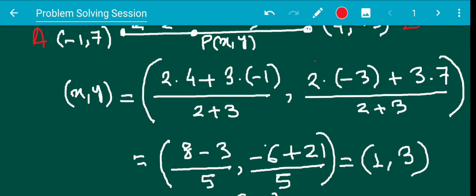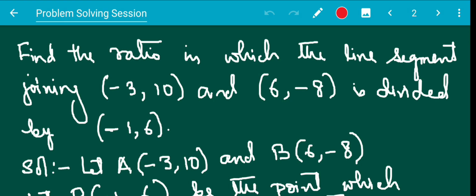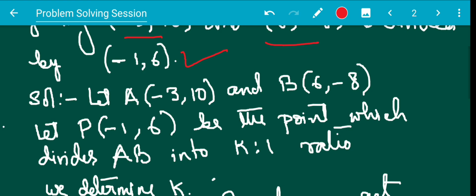Okay. So about the next problem, find the ratio. Here we find the ratio in which the line segment joining these 2 points is divided by this point. So we have the coordinate of a point which divides the line joining these 2 points. We have to find the ratio, at what ratio divides the line. So we name these points A as this, B as this. Okay. So P is a point which divides AB in K is to 1 ratio. Here you have to see that this is K. Okay. K means K is equal to the ratio only.